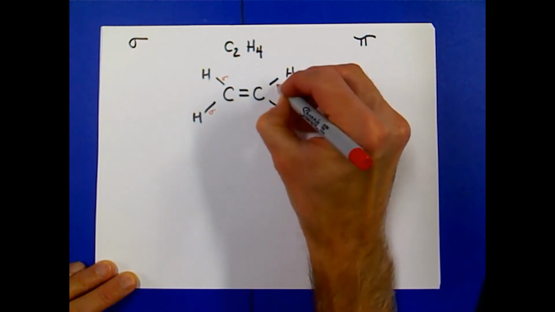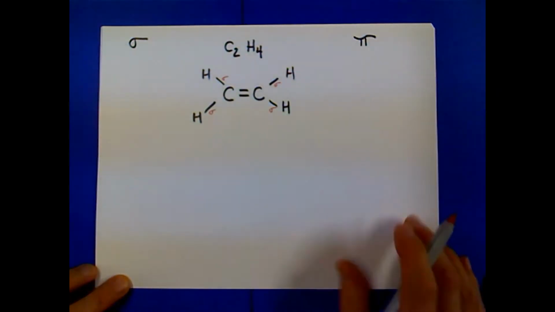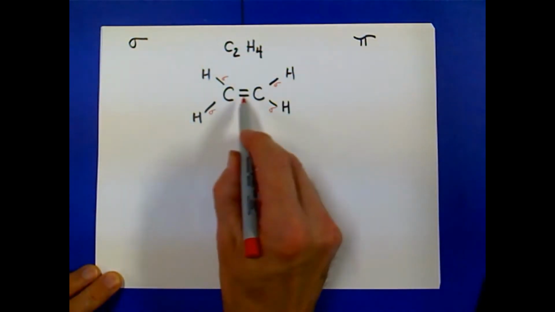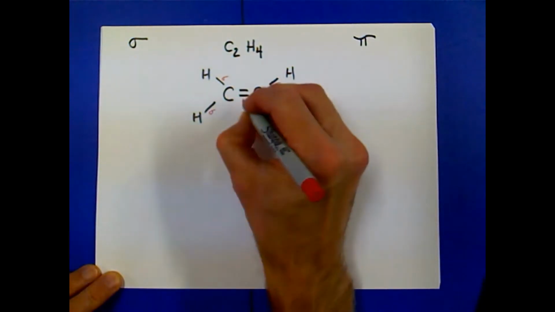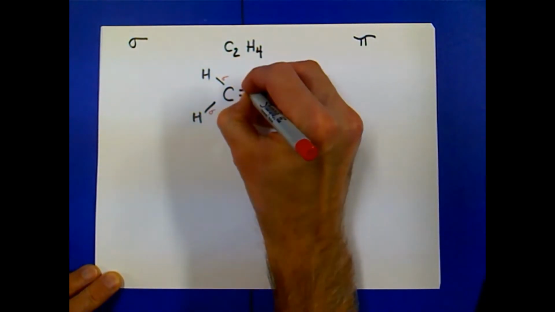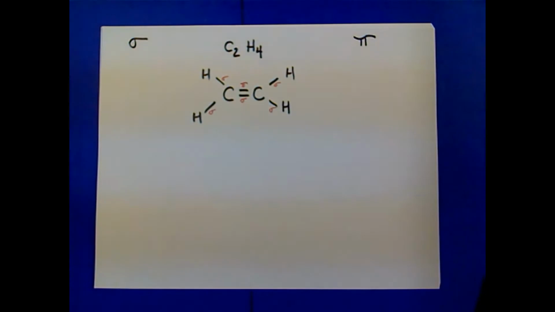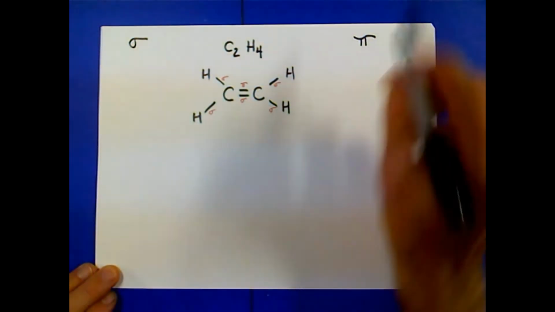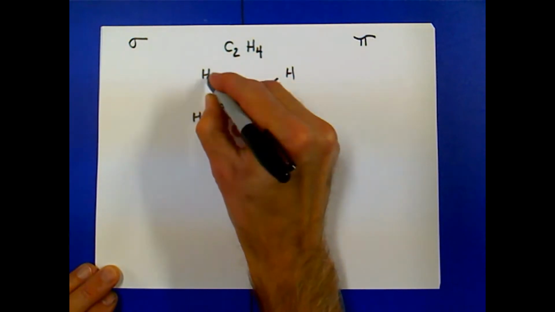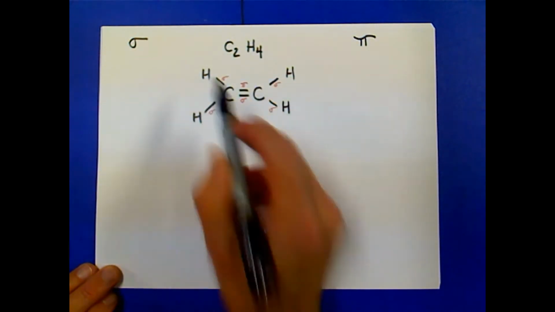And that's always the case. Single bonds are always going to be sigma bonds. And then the double bond here consists of one sigma bond and one pi bond. Now, to review how to tell the difference between a sigma bond and a pi bond, let's just look at this sigma bond between this carbon and this hydrogen.